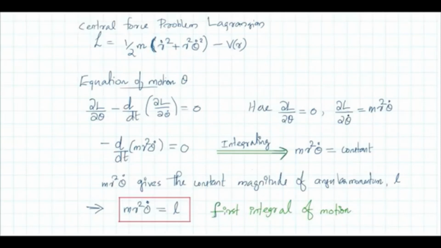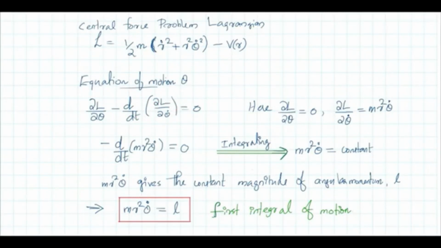So what is the Lagrangian of the central force problem? L is equal to half m (r dot square plus r square theta dot square) minus V of r. First we will write the equation of motion in theta. It is ∂L/∂θ minus d/dt of (∂L/∂θ dot) equal to 0. This is Lagrange's equation.